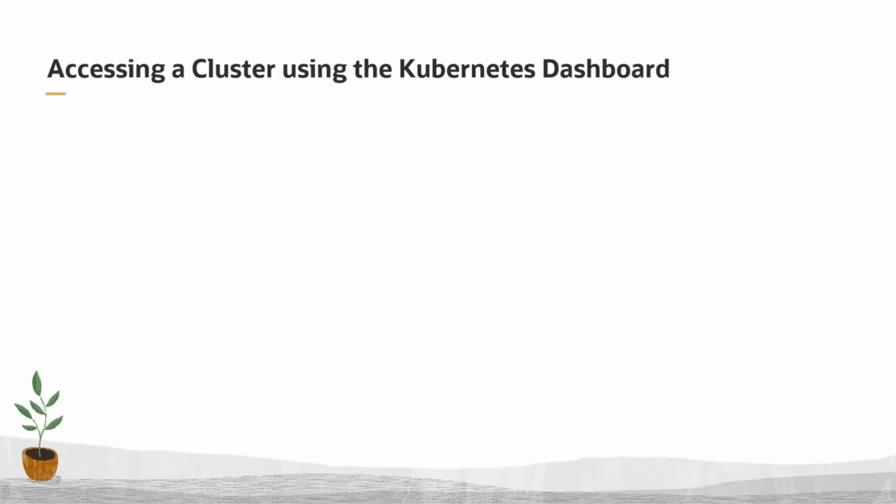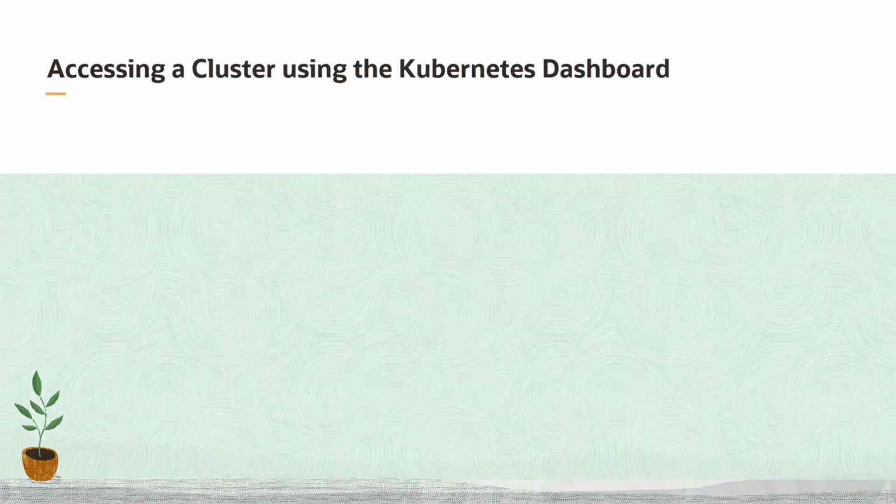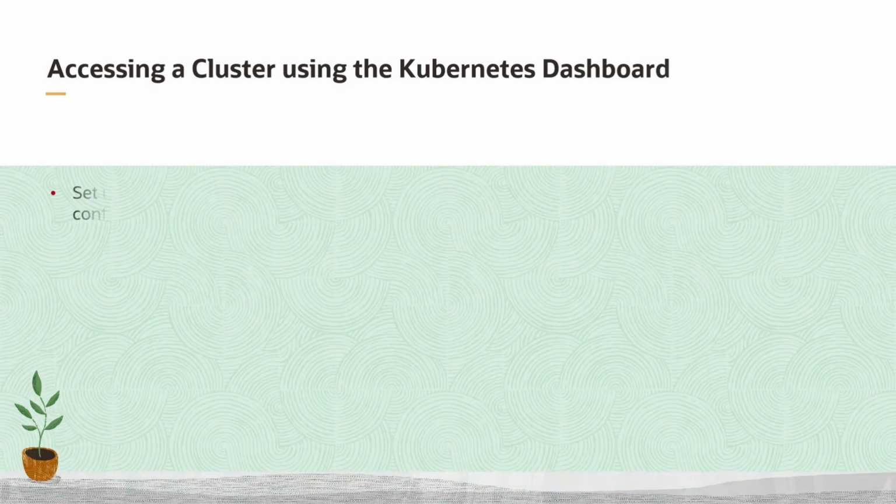Now let's look at how do you access a cluster using the Kubernetes dashboard. We'll look at some of the steps. Well, the first step is that if you haven't already done, you must follow the steps to set up the cluster's kubeconfig configuration file and set the kubeconfig environment variable to point to this file.